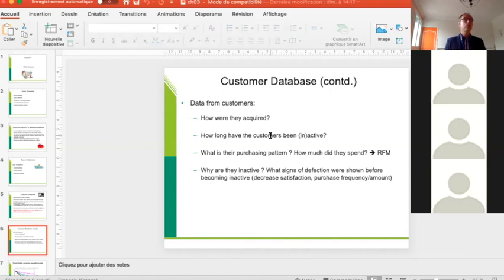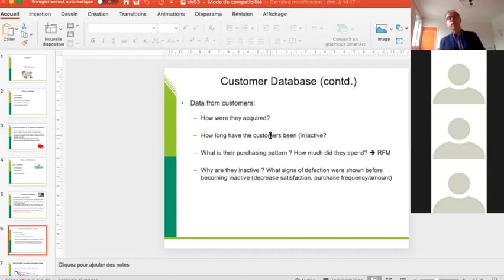Or if you see that the purchase frequency decreases, this also is an indicator, if you look at the purchase pattern, that the customer might become inactive. So these are transactional indicators that show you that a customer is on the point to either become inactive or to defect. That is, he might go to the competition.